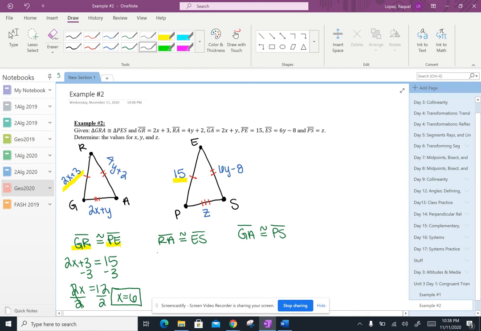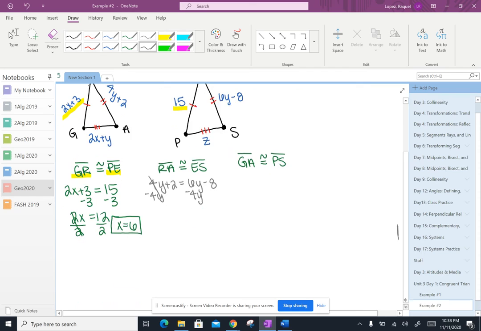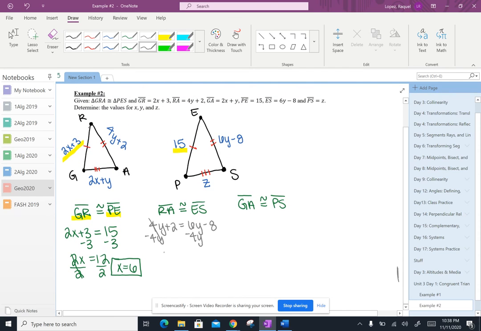Now I want to replace RA with the expression 4y plus 2, because that's what they tell me RA measures. And I'm going to replace ES with the expression 6y minus 8, because that's what they tell me ES measures. Now I can solve for y. Everything is in terms of y. Okay, so I want to move all of my variables to one side. I want to subtract 4y on both sides because I want my y values to stay positive. So I end up with 2 equals 6y minus 4y, that gives me 2y minus 8.